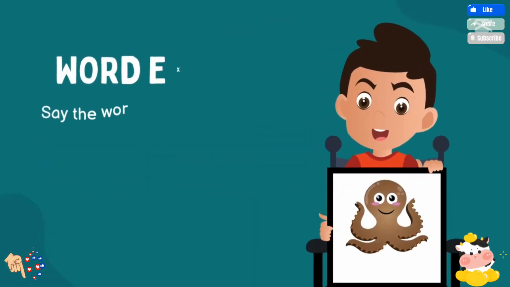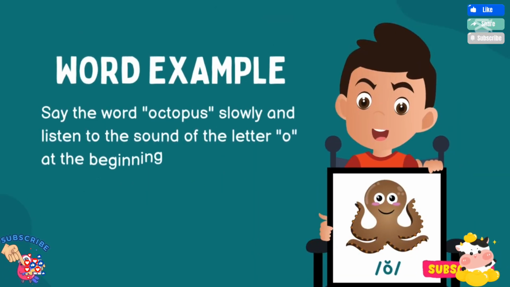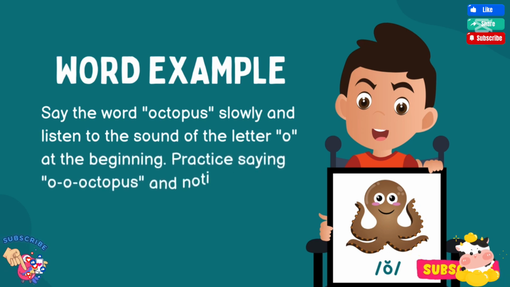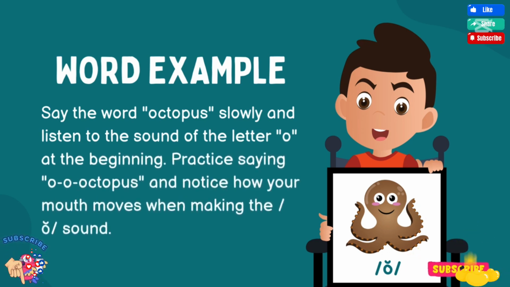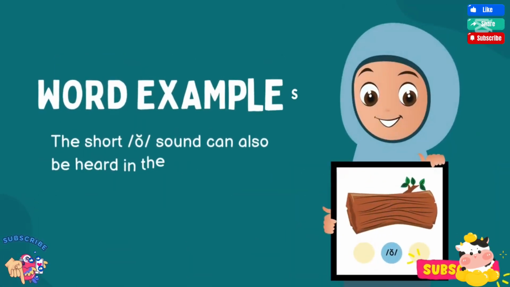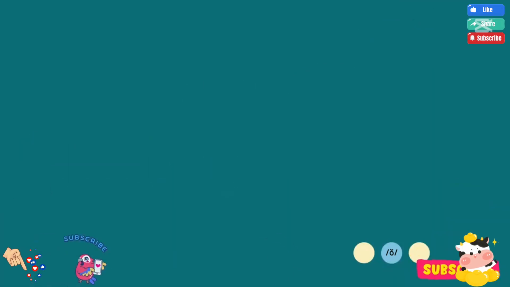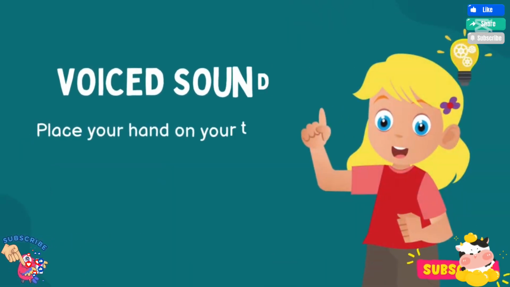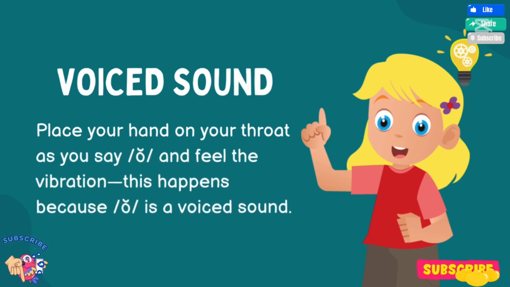Word example. Say the word octopus slowly and listen to the sound of the letter O at the beginning. Practice saying O, octopus, and notice how your mouth moves when making the O sound. The short O sound can also be heard in the middle of words like cot, not, and log. Voice sound. Place your hand on your throat as you say O and feel the vibration. This happens because O is a voice sound.